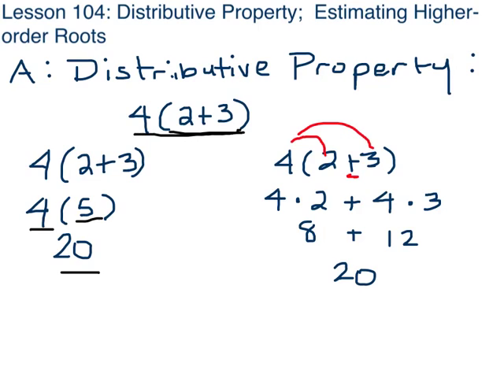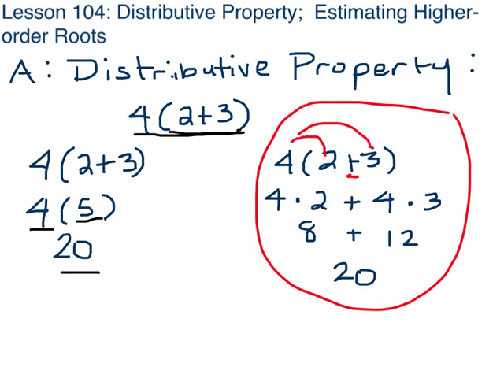4 times 2 is 8. 4 times 3 is 12. And 8 plus 12 is 20. So you see we get the same answer, but if your directions from now on say use distributive property, then this is the way you're going to want to do it.